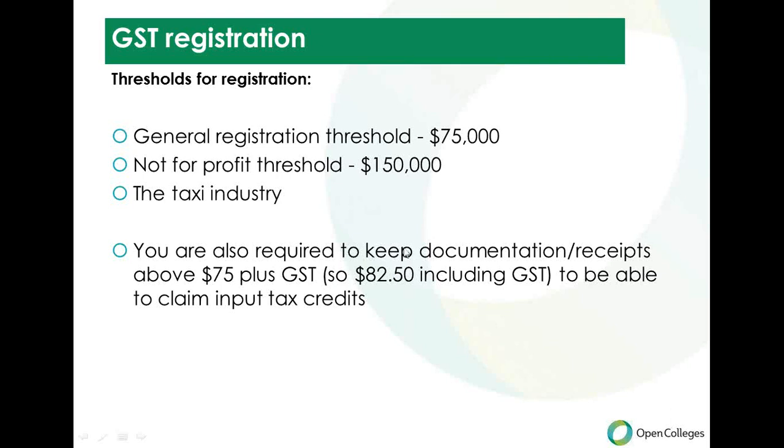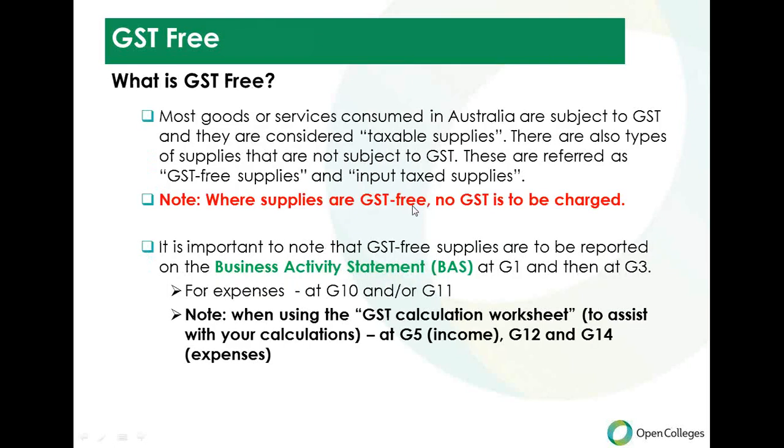Also note that in relation to GST, you're required to keep documentation or records for anything that's above $75 plus GST. So receipts for $82.50 you're meant to maintain so you can claim input tax credits. The next point to recognise in relation to GST is that most goods and services are subject to GST. They're considered taxable supplies. But there are also supplies that are not subject to GST, and these are referred to as GST-free supplies and input taxed supplies.